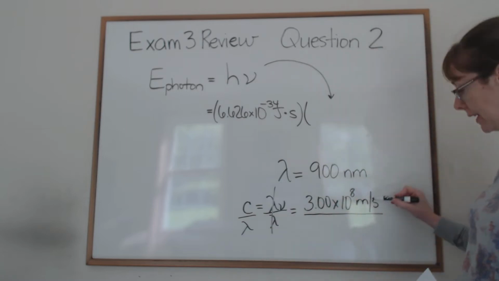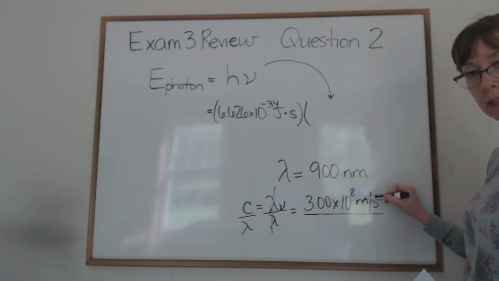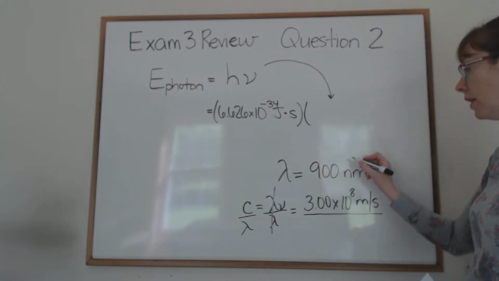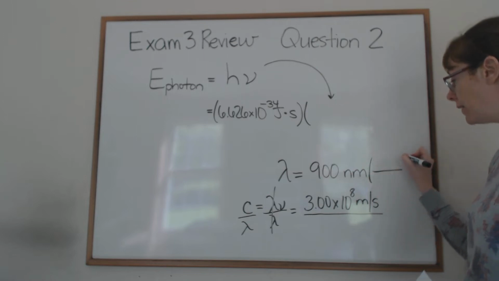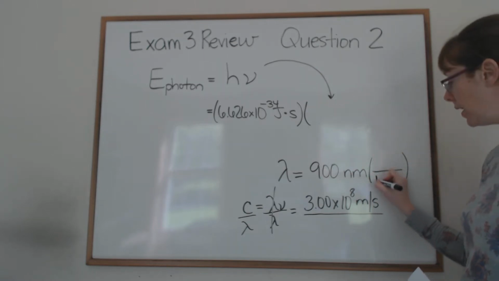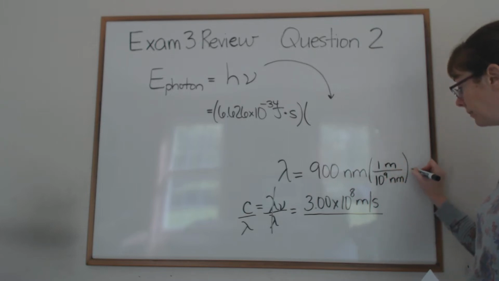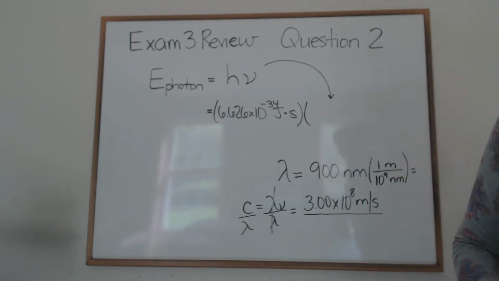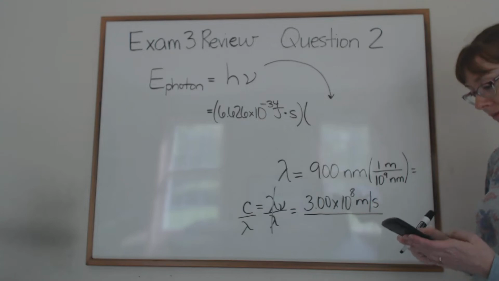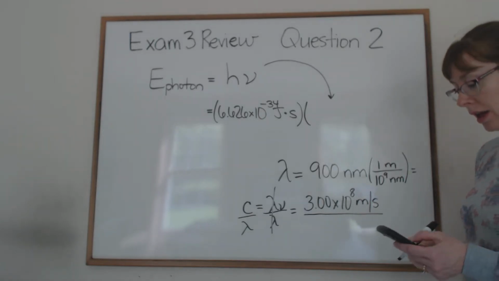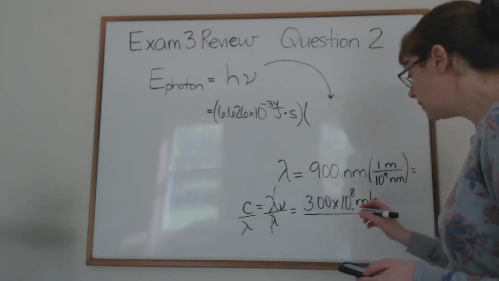Now the wavelength, you can see the length unit is in meters in the speed of light. So the wavelength has to be in meters for this to cancel. 900 nanometers, we're going to have to convert that to meters. So in every 1 meter, there are 10 to the 9th nanometers. So let's just go to our calculators. 900 divided by 10 to the 9th is 9 times 10 to the minus 7th.